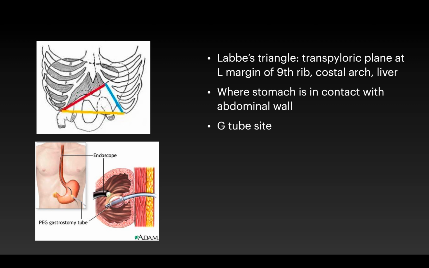Labbé's triangle is going to be the transpyloric plane at the left margin of the ninth rib, the costal arch, and the liver. So that is where the stomach is in contact with the abdominal wall, and that's important because that's where a G-tube site can be placed.